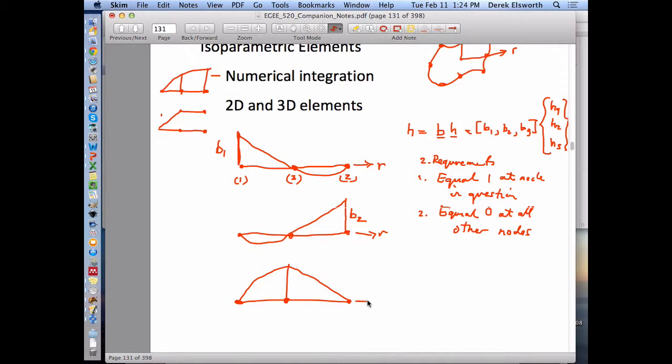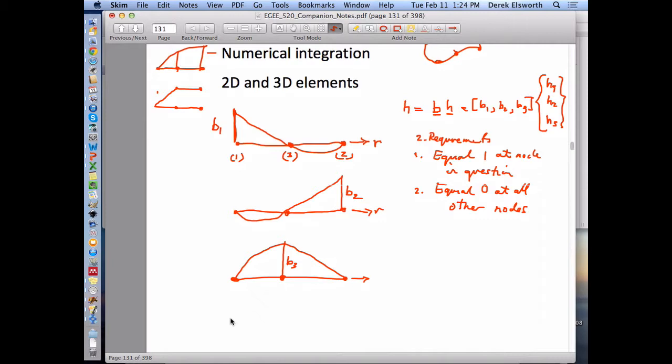Not drawing it very well, but you get the idea. This is B3. And typically, these are chosen by those two requirements: one at each node individually, and zero at all other nodes. In transiting it, it means it is obviously non-zero within the element. And so you could actually start assembling these shape functions.